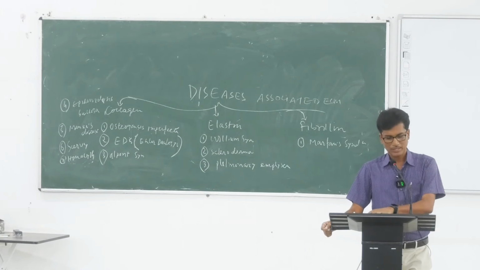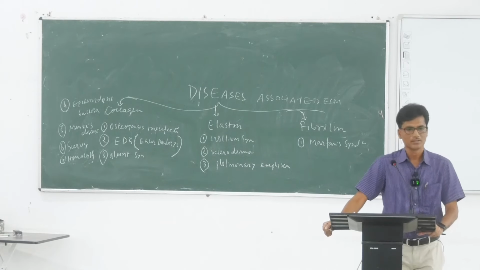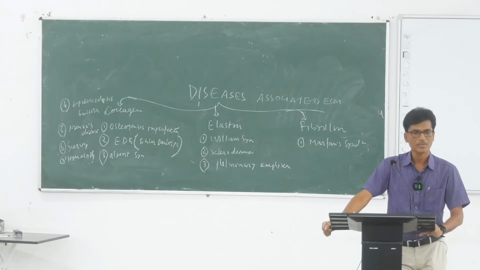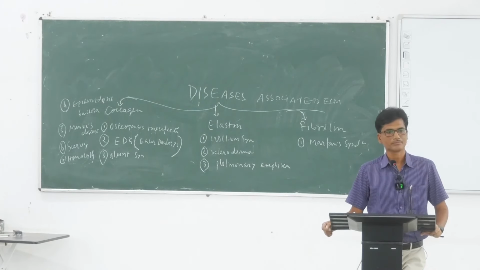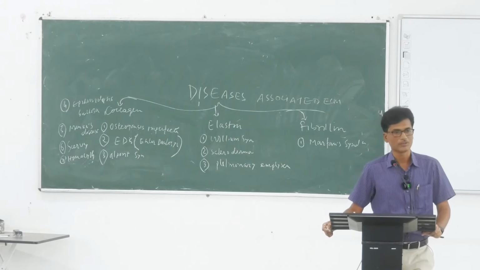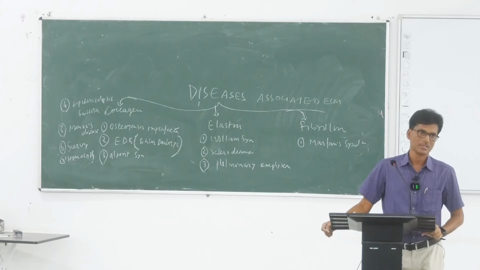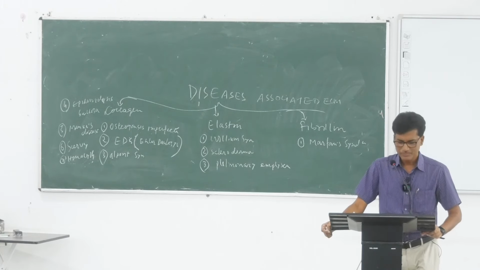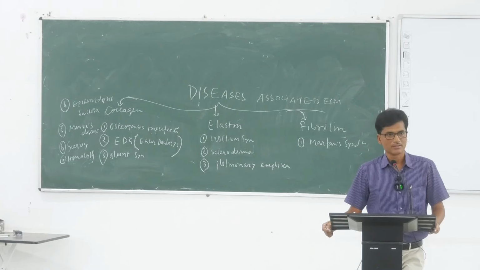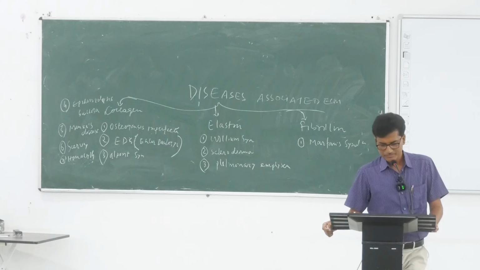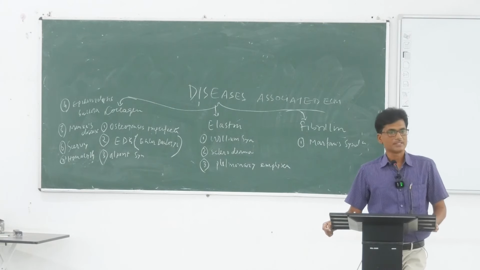Next I am coming to EDS, Ehlers-Danlos syndrome. Here the defect lies in the type 3 collagen fiber. The defect lies in the enzyme lysine oxidase or lysine hydroxylase. Due to the defect, cross-linking between the collagen fibers cannot occur. That's why collagen becomes weak, and this results in lax skin.